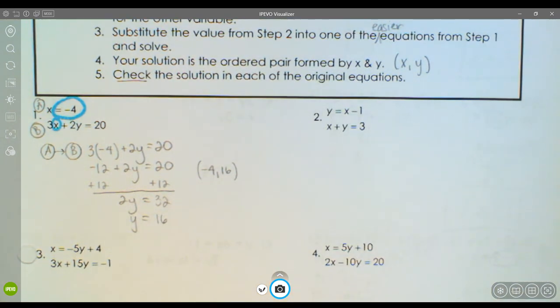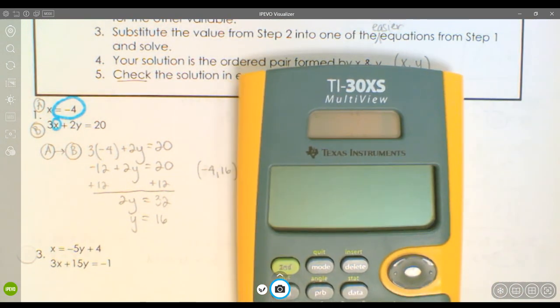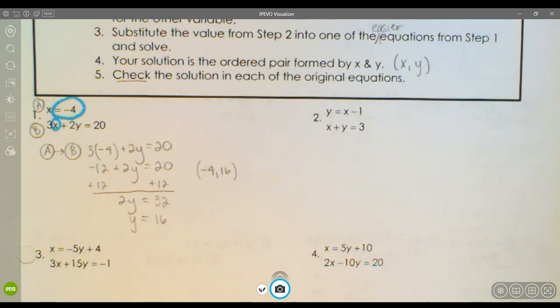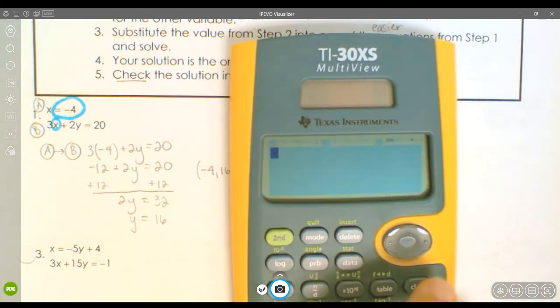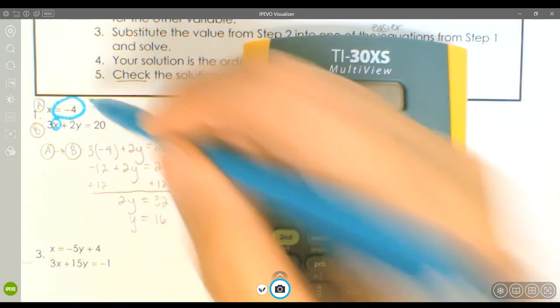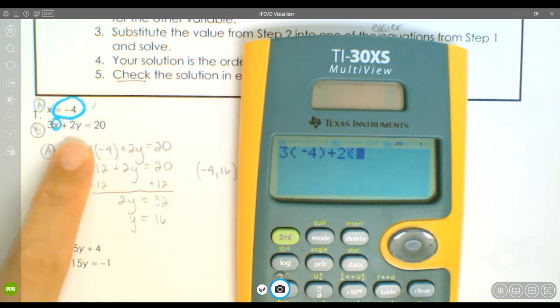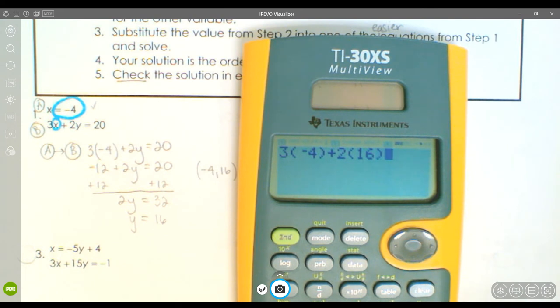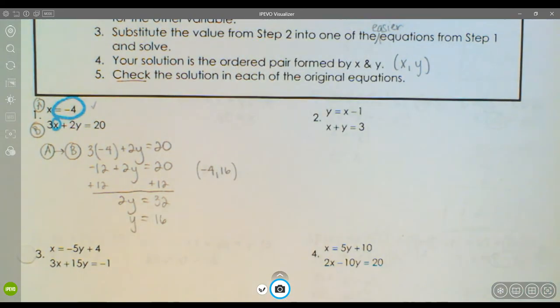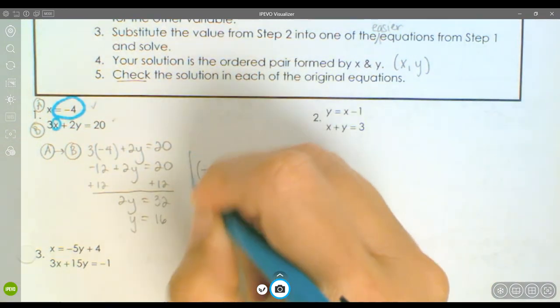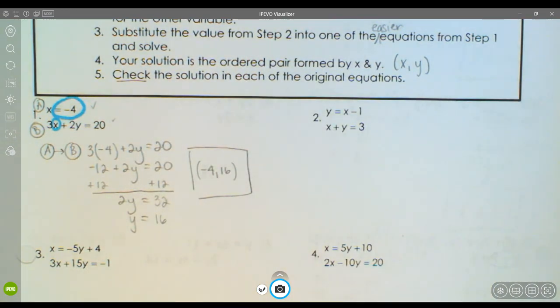And I'm actually going to check it. So when I look in the first equation, I see, does x equal -4? Yes, it does. So at least that one checks. Now let's look at the next one. Let's take 3 times -4 plus 2 times 16. And I should get 20. And yes, I do. So I know that that's correct. So I know this is my final answer.